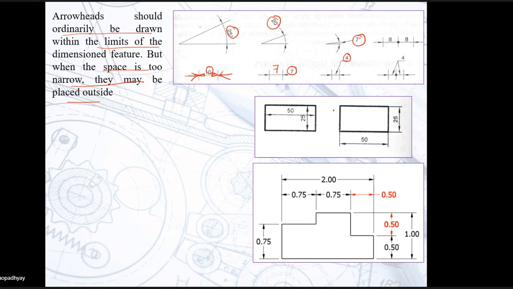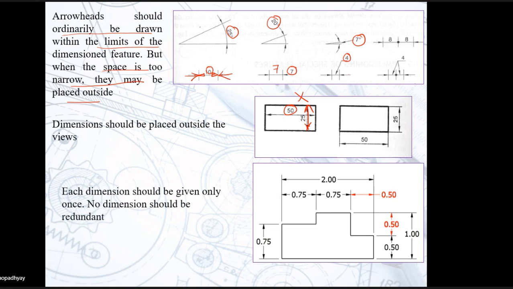Now in this drawing that you can see here, 50 is placed here, and the dimension lines are crossing here. So this is wrong. It should be placed like this, 50 above and 25 like this. Okay. So dimensions should be placed outside the views. Each dimension should be given only once. No dimension should be redundant.